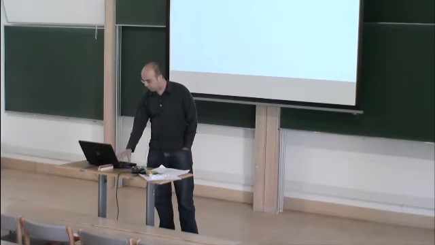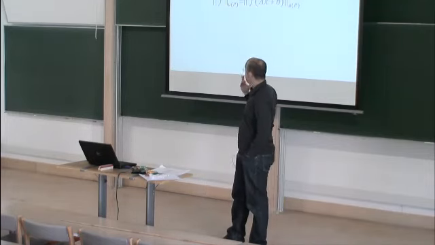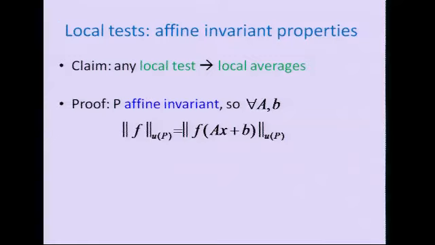And just what I said is that any local test can be put as local averages, so it's very simple. If you have some affine invariant property, it means that doing some affine transformation on the input leaves the property invariant. So you could just take any function and apply some affine transformation on its inputs. It will have the same correlation with the property, right? Because the property is affine invariant.